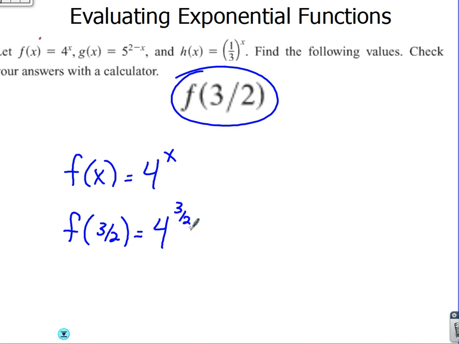That's something we did back in, I believe, the first chapter: raising something to a rational exponent. Reminder, whatever number is on the bottom is the radical that you're taking. This would be a second root of 4, and then whatever number is on top is what you're going to raise it to. You have two options. You can do the radical first, or you can do the power first. I would always do the radical first, because then you're dealing with smaller numbers. Final answer? Good. Square root of 4 and then raise it to the third power. Any questions? So therefore, f of 3 halves is 8.